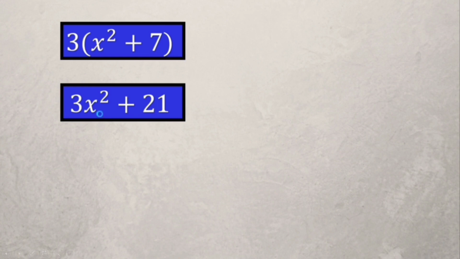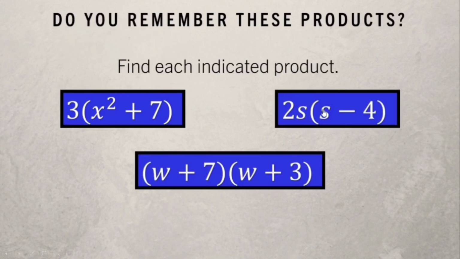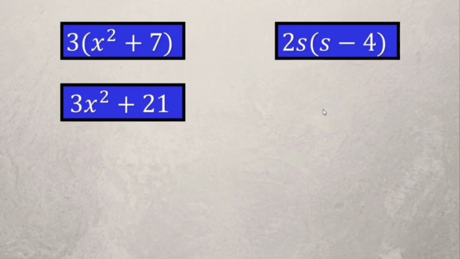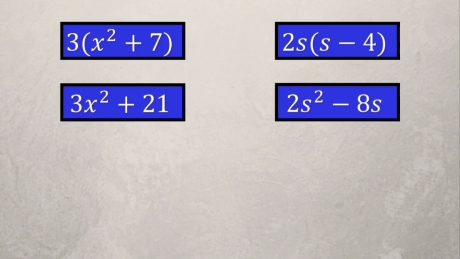Let's have the second expression. We have 2s multiplied by s minus 4. The correct answer is 2s squared minus 8s. Same process as what we did in the first expression. Multiply 2s to s, we have 2s squared. And then 2s multiplied by negative 4, we have negative 8s. Therefore, the correct answer is 2s squared minus 8s.